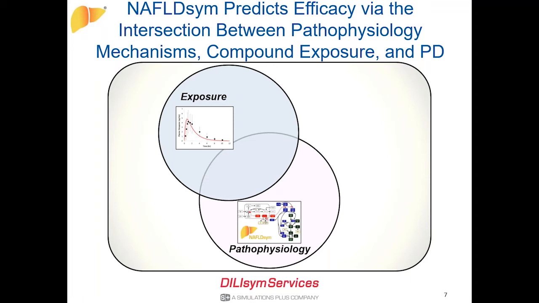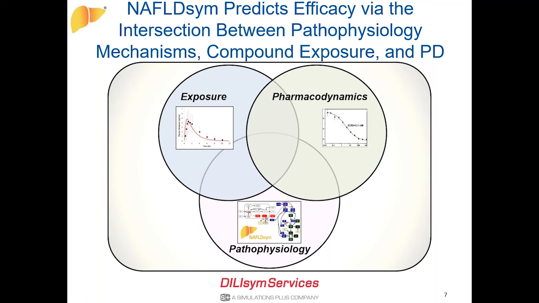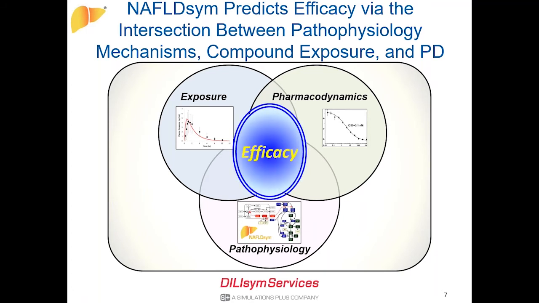And then finally, combining the exposure, the concentration of the drug, with the actions, i.e. the pharmacodynamics, the actions on its target, allows us to determine at a certain dosing the magnitude of target engagement, and then superimpose all of that upon the mechanism and the pathophysiology to see if the drug is predicted to truly adjust and ameliorate, to treat the pathophysiology. And it's of course at the intersection of that Venn diagram where we're able to uniquely, I would say, predict efficacy with NAFLDsym.